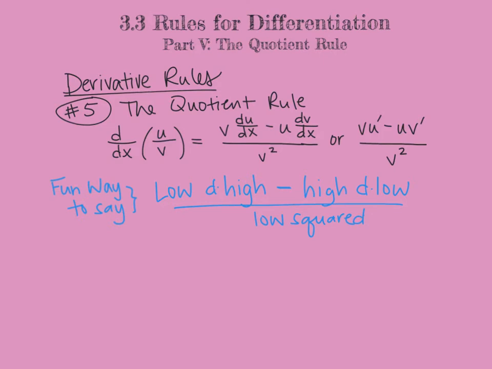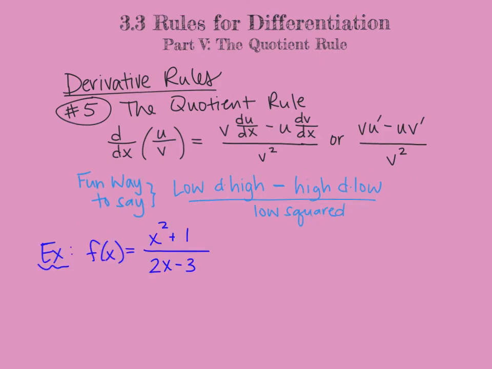Let's look at an example using the quotient rule. In this example here, we clearly have a quotient, and we can label what u and v are here. So we'll say that we know that u is the numerator, it's x squared plus 1. And v is the denominator, it's 2x minus 3. Then we need to find u prime and v prime by finding their respective derivatives. The derivative of u is 2x. The derivative of v is just 2. I use the power rule for both of those.